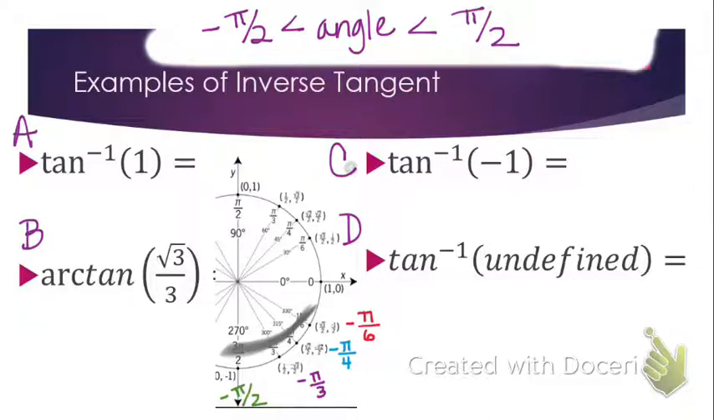So what angle has a tangent of +1? Tangent is positive in quadrant 1. So tangent is sine divided by cosine, and whenever you divide two things that are the same, you get 1. So where is sine and cosine the same? That would be right here. So the answer is pi/4.